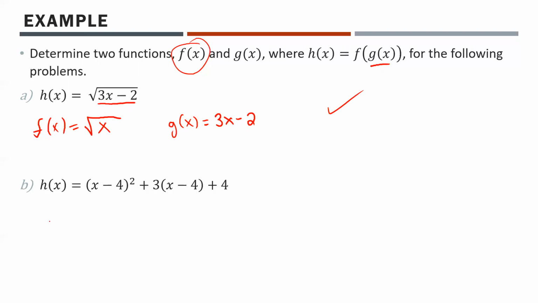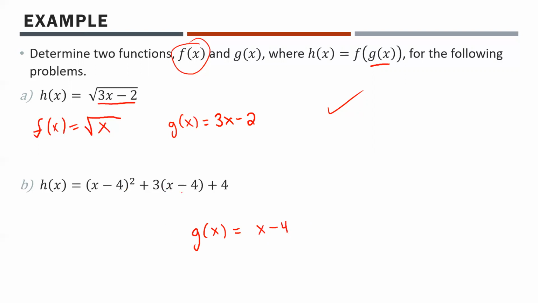This one, however, is a little bit more challenging. h of x equals (x minus 4) squared plus 3 times (x minus 4) plus 4. You probably are seeing what your input is on this one. Maybe you are, maybe you aren't. I'm not sure. But notice this x minus 4 is a really big hint here. That's telling me that my input, the thing I'm actually plugging into this function, is that x minus 4. That's what I'm going to use to replace an x.